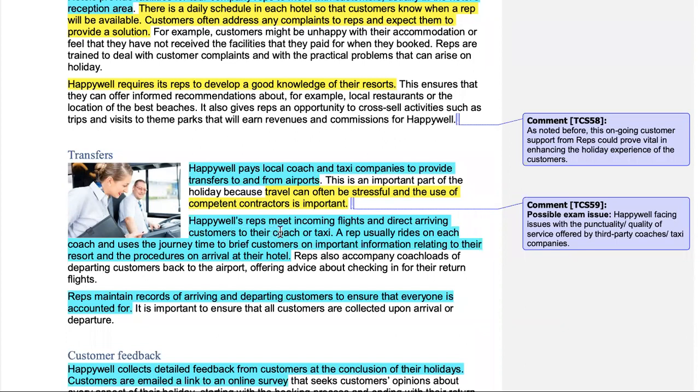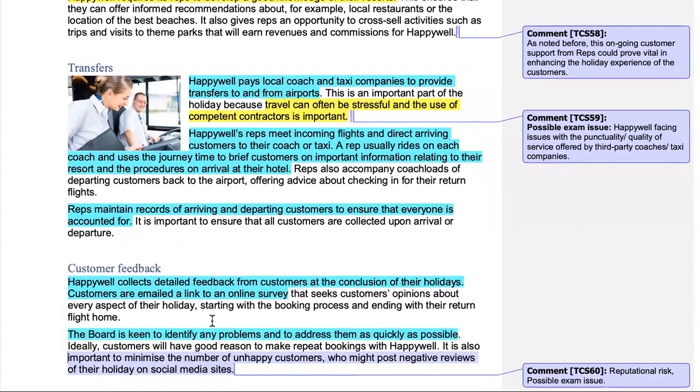And Happywell's reps meet incoming flights and direct arriving customers to their coach or taxi. So that's one of the responsibilities of the reps. A rep usually rides on each coach and uses the journey time to brief customers on important information relating to their resort and the procedures on arrival at their hotel. So reps always keep communicating with the customers to ensure that they are kept informed at all times and their needs are looked into. And reps maintain records of arriving and departing customers to ensure that everyone is accounted for. So these are basic responsibilities of reps.